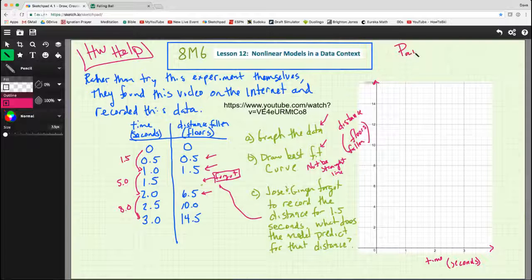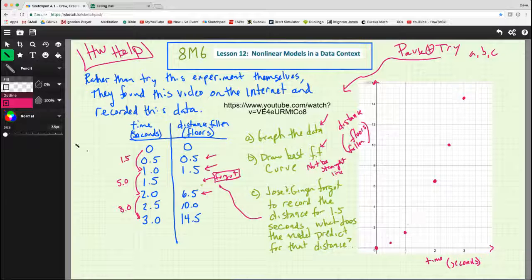Now I want you to pause and try A, B, and C right here. Okay, now I assume you're back. So let's graph this data. Let's go 0, 0, a half, comma, a half, 1, comma, 1.5. We forgot to do 1.5, so let's do 2.0 and 6.5. 2.5 and 10.0. And then 3 seconds and 14.5.